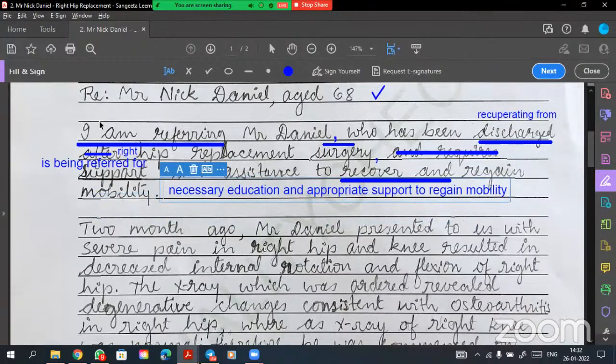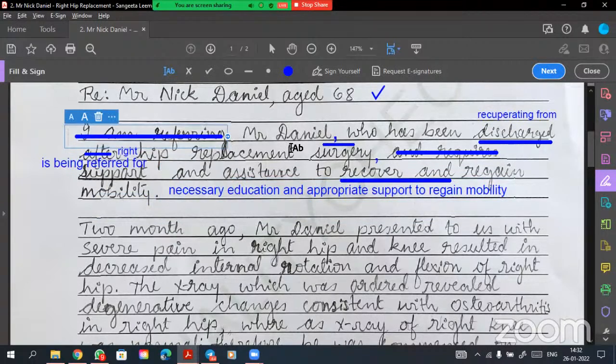Yes, sir. So I am referring, remove that. Mr. Daniel, who has been recuperating from right hip replacement. So remove surgery, a right hip replacement or right hip replacement surgery, comma, is being referred for, which means requires. That's why you are referring. You are referring because he requires. Is being referred for necessary education and appropriate support to regain mobility. Full stop.